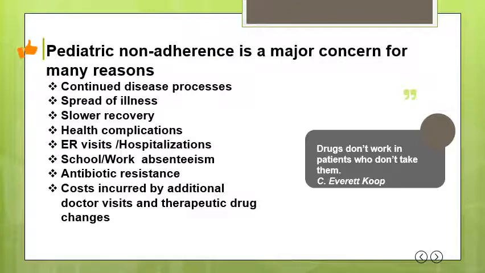Continued disease process, spread of illness, slower recovery, في health complications ممكن برضو تحصل, emergency room visits time for hospitalization, school and work absenteeism, antibiotic resistance برضو, cost incurred by additional doctor visits and therapeutic drug changes. معناته في العموم وفي النهاية هيحصل لنا زيادة في الكوست لأنه هيكون في زيارات متعددة للطبيب, وبالتالي بيغيروا الدواء من دواء إلى آخر, دي كلها زيادة تكلفة على المريض.